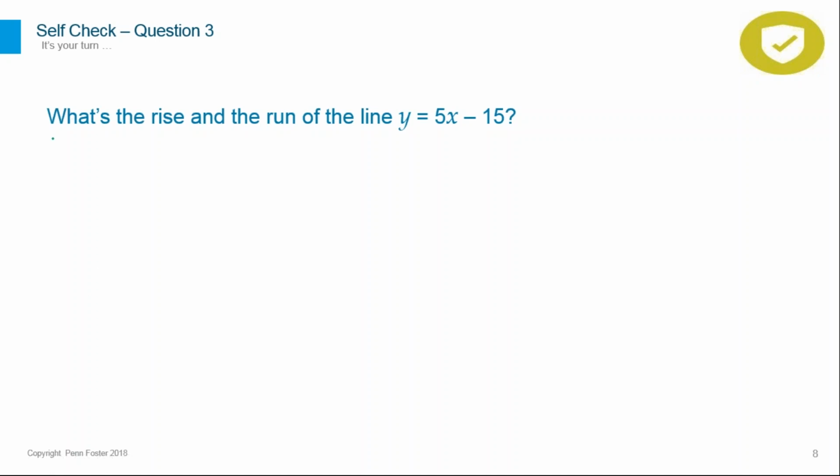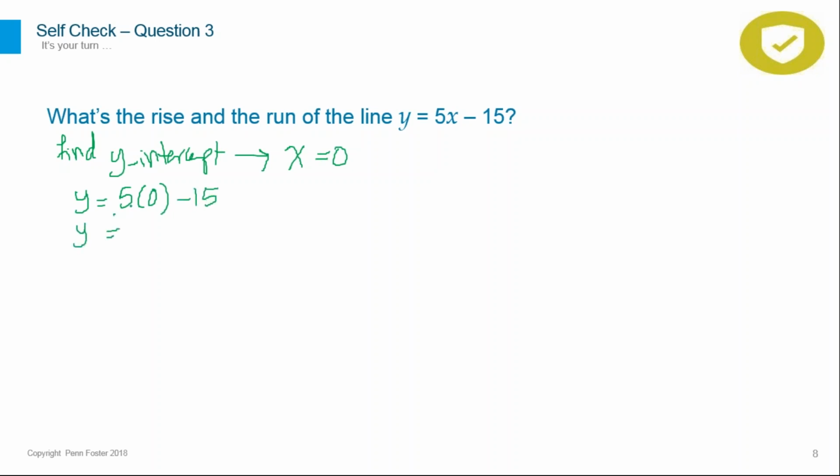So find the y-intercept, and that makes us put x equals 0. So y equals 5 times 0 minus 15, which is the same as saying y equals, that is gone because 5 times 0 is 0, y equals -15. So the first point is (0, -15).